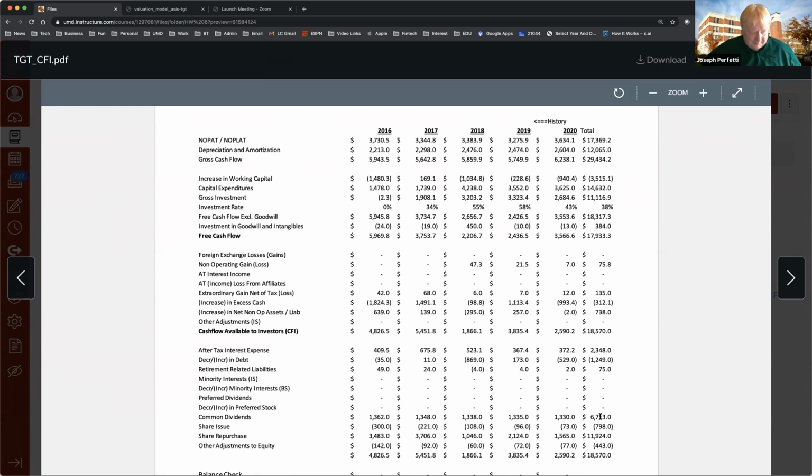Remember, or maybe you don't remember, but I'll say this. Finance, good finance and financial statement analysis, is storytelling.